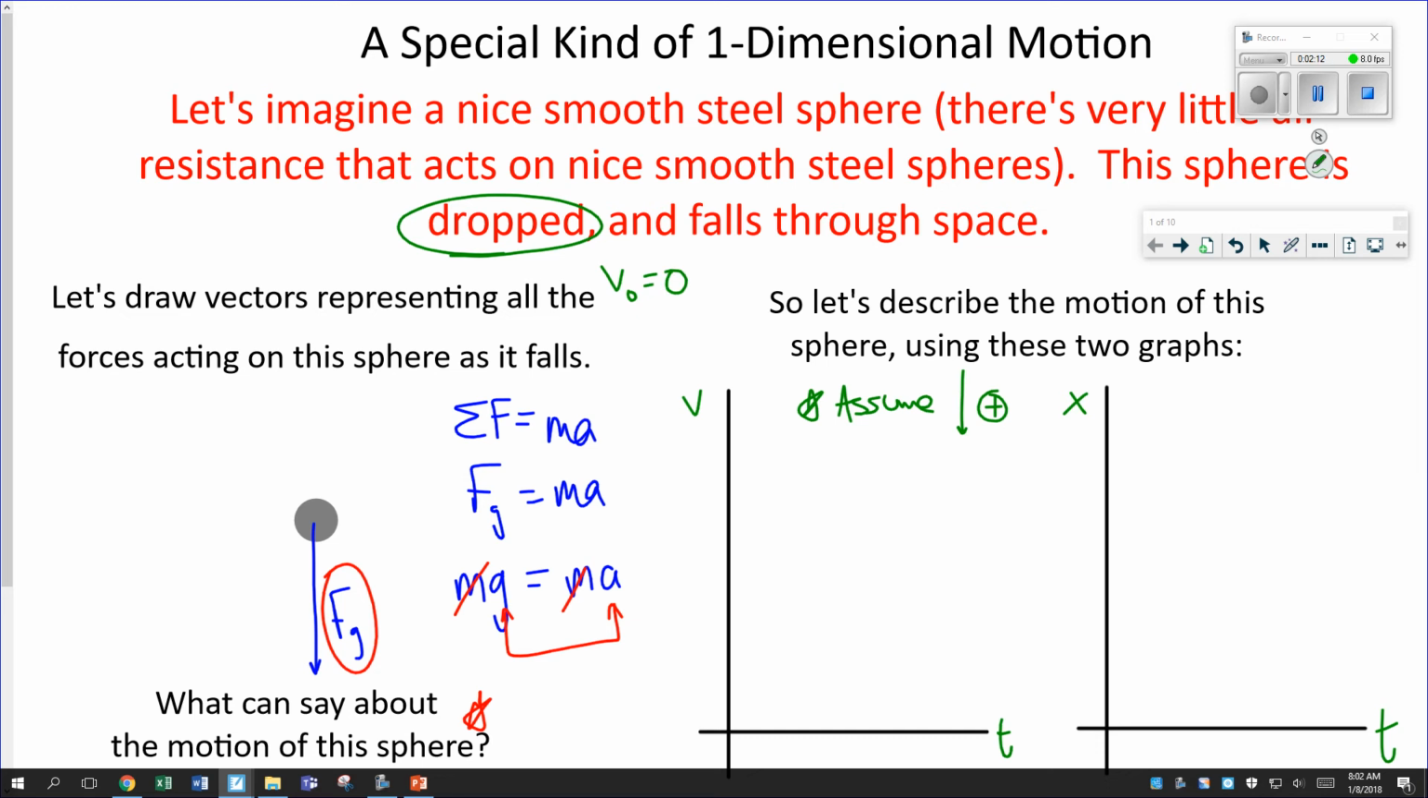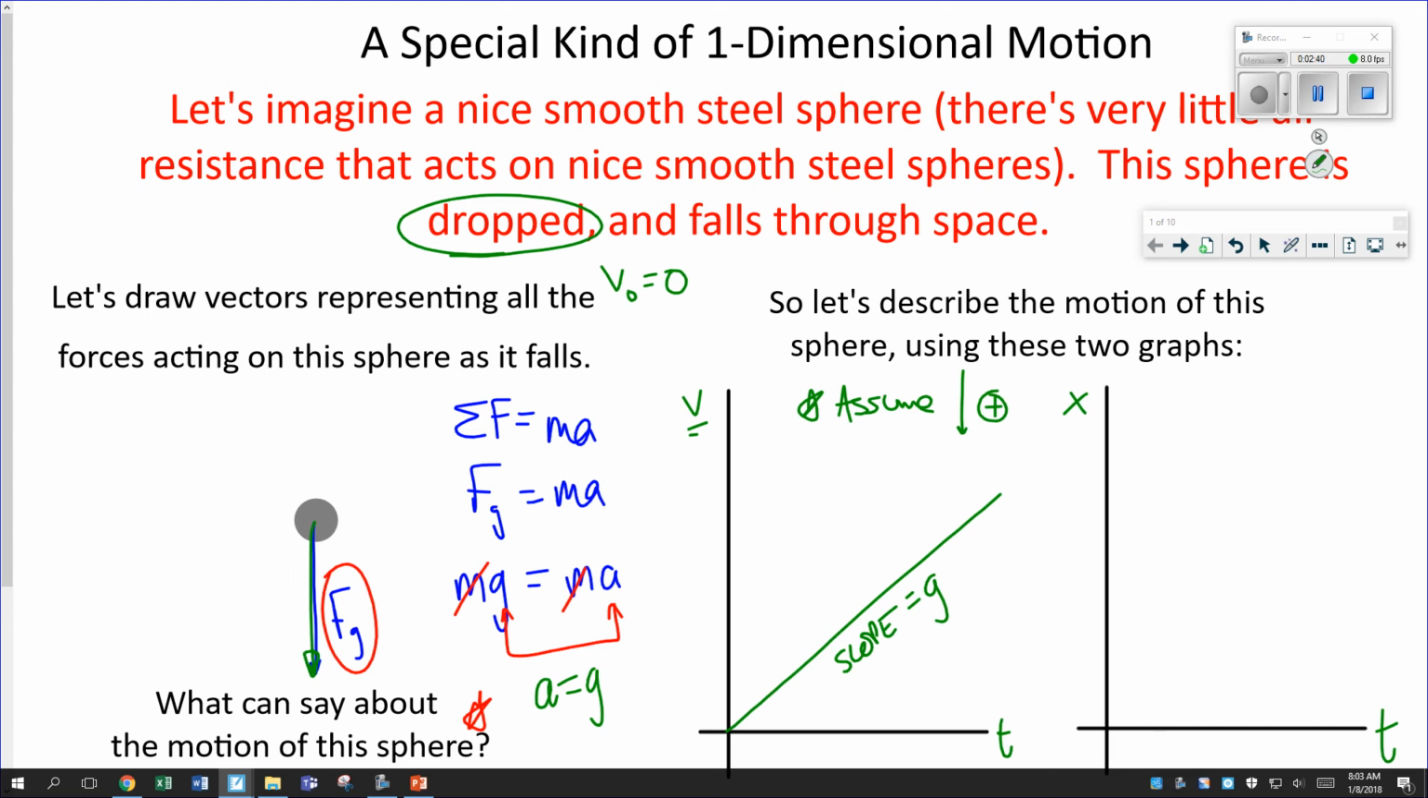We know that this object has a constant acceleration of g, which means that this graph of velocity versus time has a constant slope. This slope is 9.8 meters per second squared. Again, we're saying that downward is the positive direction, and this acceleration is downward, of course, because the net force is downward, always downward.